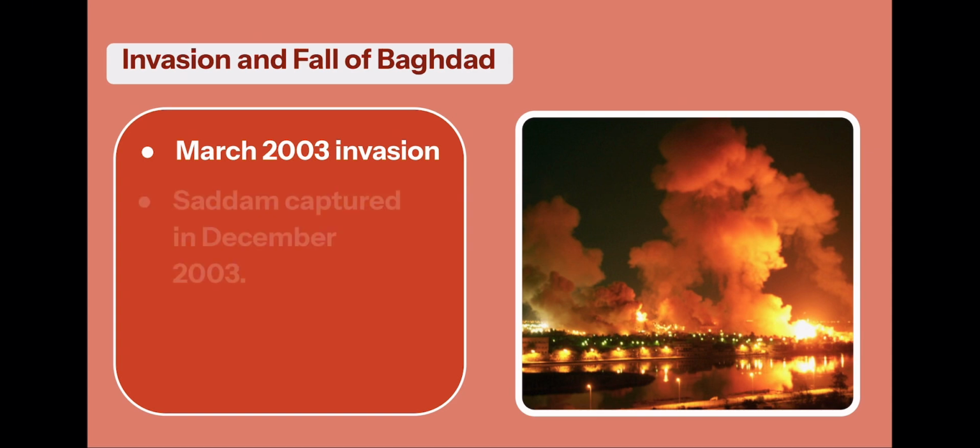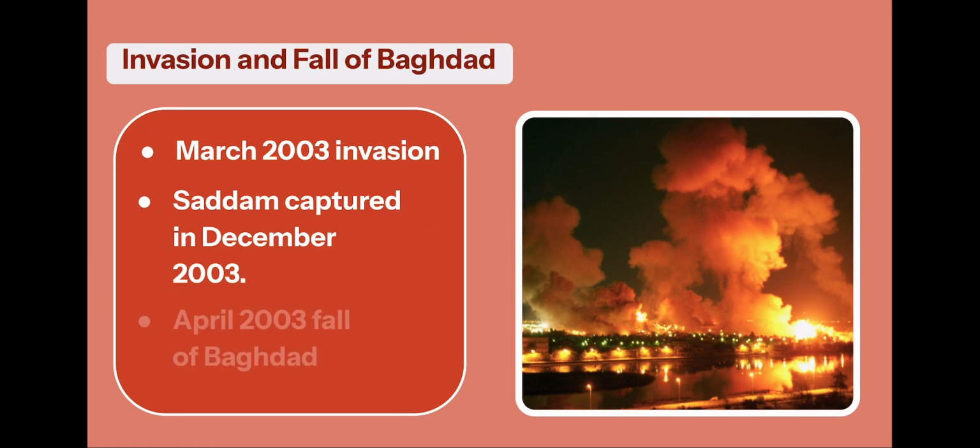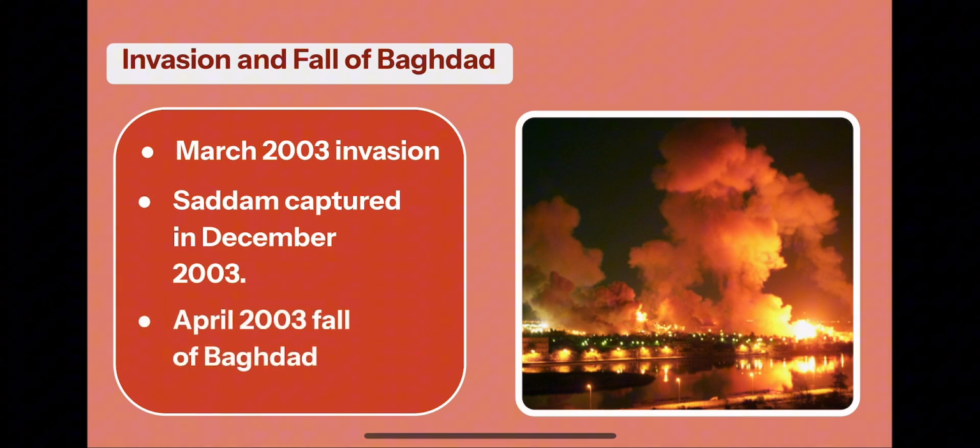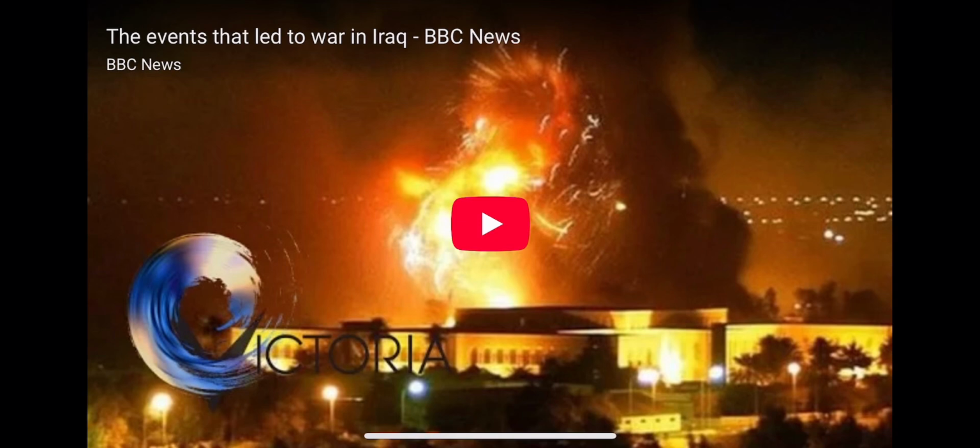In March 2003, the US and its allies launched a full-scale invasion of Iraq. The mission was to remove Saddam Hussein from power and to eliminate those supposed weapons. Baghdad fell in April 2003 after a brief but intense campaign.